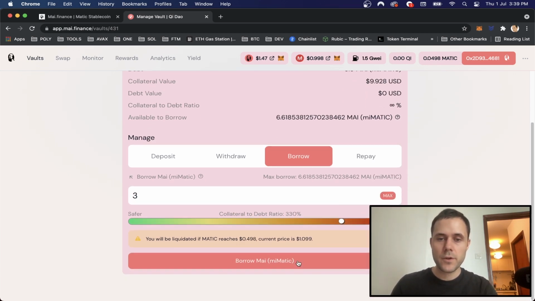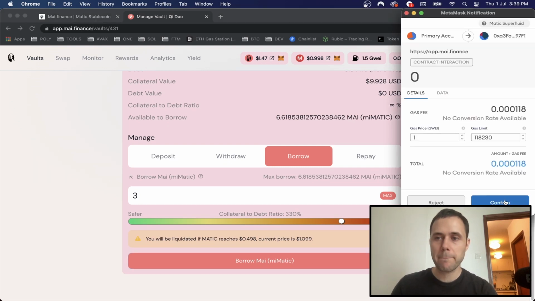So hit confirm on the borrow Mai, and I'm just going to pump the gas price up a bit. This will increase the cost, and we can see it reflected here, but it means the transaction will be a little bit faster. There have been some issues with the network. It's been a bit slow recently, so feel free to push up the gas if you find it is a little bit slow. It kind of varies depending on what time of the day.